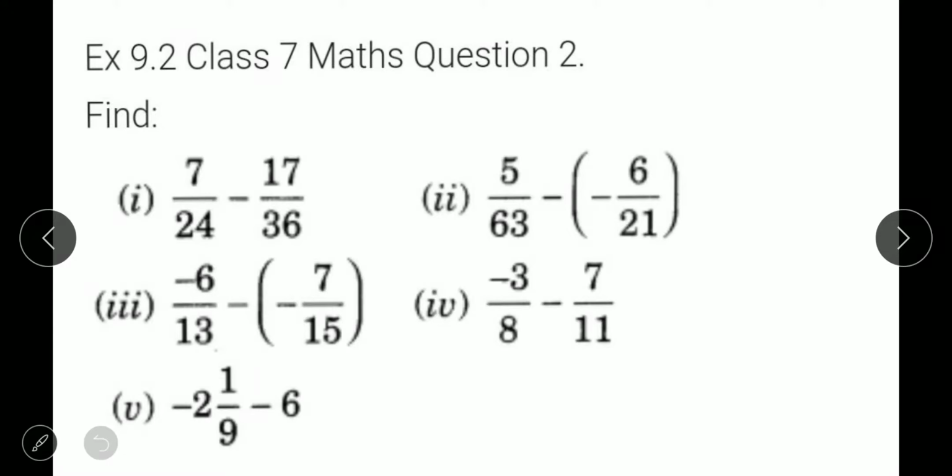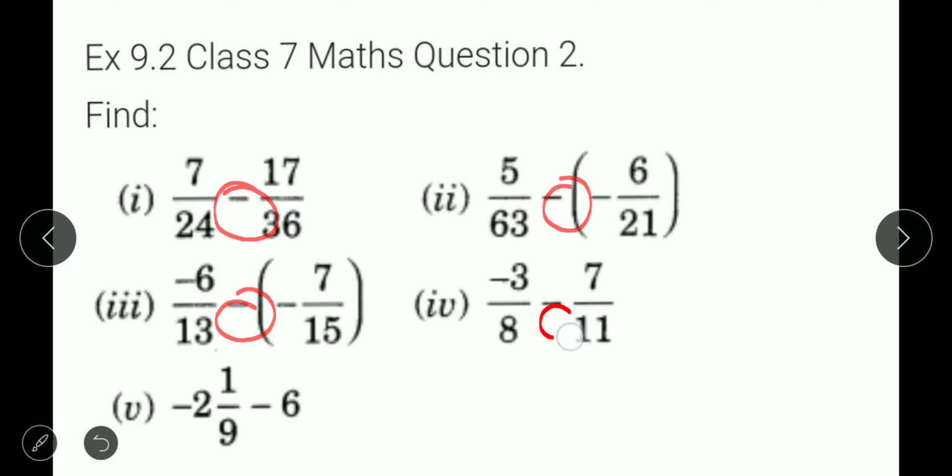Good morning, dear students. In the last video, we discussed exercise 9.2, question number 1. So now we have to start question number 2. Let's start now. In all these parts, we see that we have a minus sign in between.